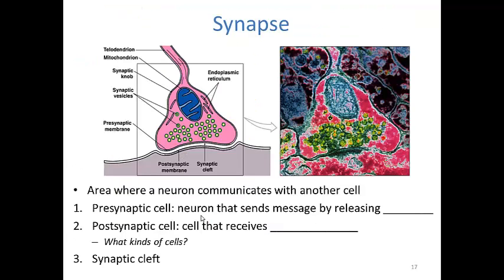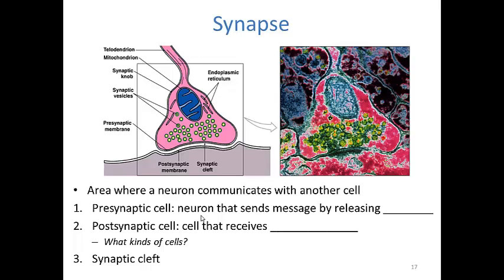A synapse is the name for where a neuron is going to communicate with another cell. So we have three different things that we find at a synapse: a presynaptic cell, a postsynaptic cell, and a synaptic cleft. The presynaptic cell is always a neuron, and it's the neuron that's sending a message. And neurons send messages by releasing neurotransmitter. So the presynaptic cell is usually specifically the synaptic knob of a neuron. The postsynaptic cell is the cell that receives the neurotransmitter.